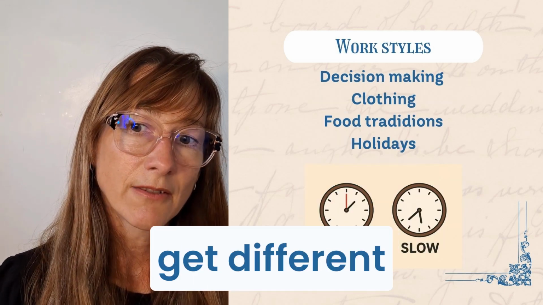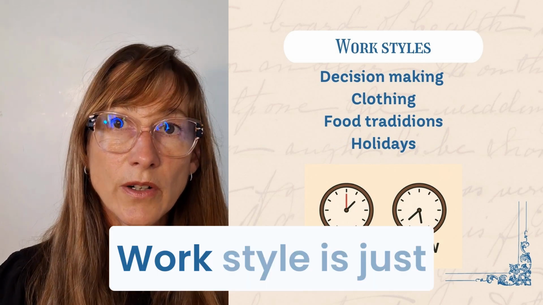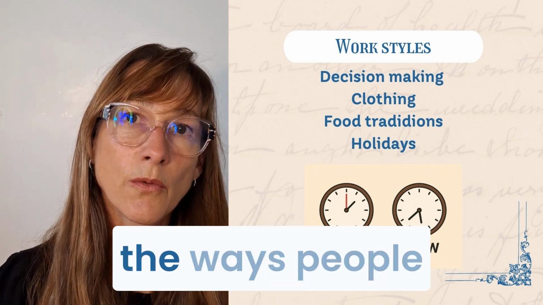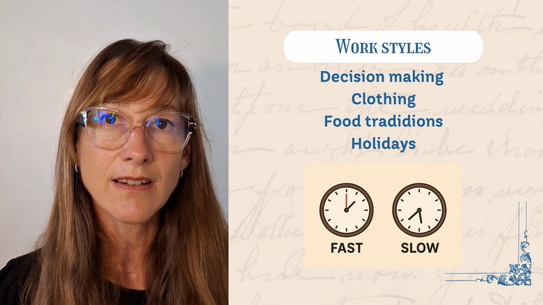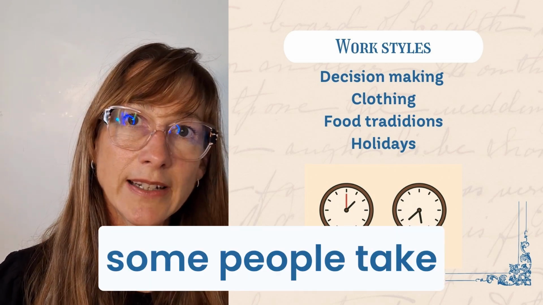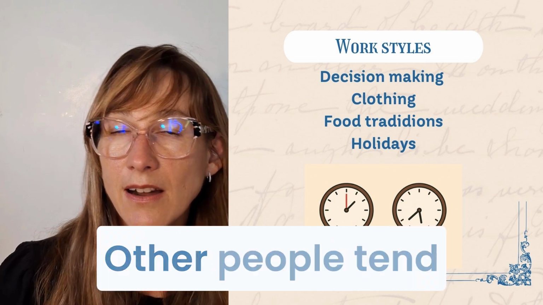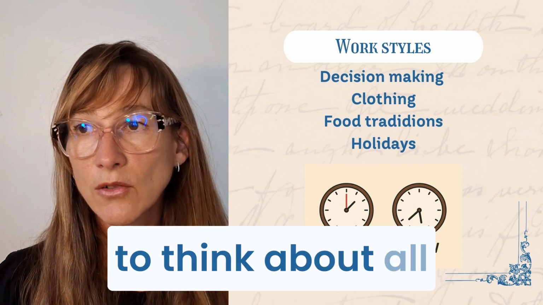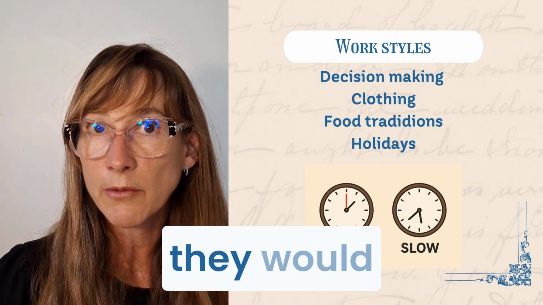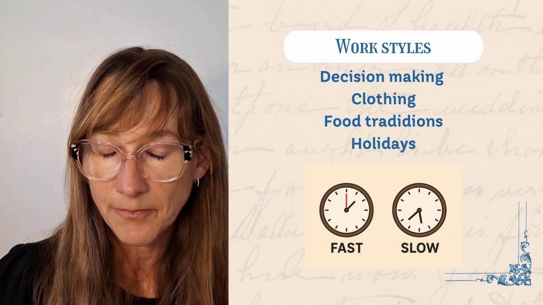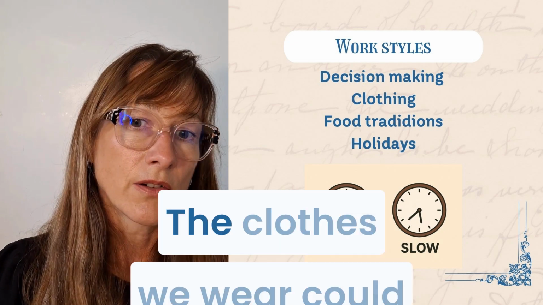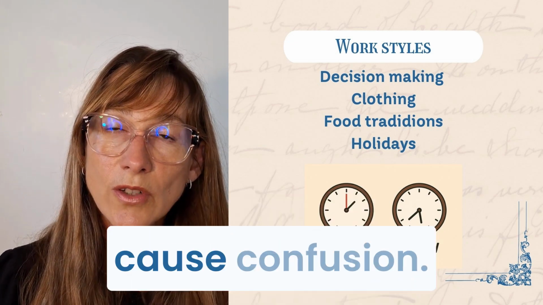Then we also get different work styles. Work style is just the ways people work or study. For example, some people take decisions very quickly. Other people tend to think about all the detail before they would ever even take a decision. The clothes we wear could cause confusion.